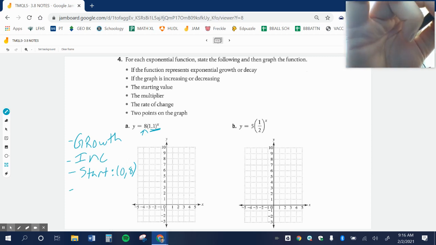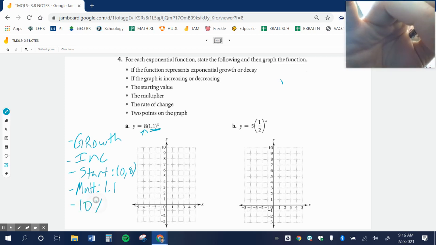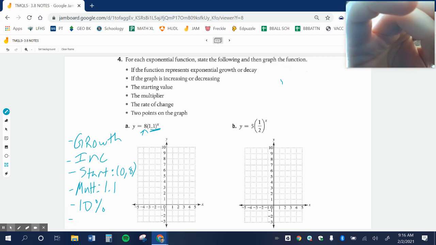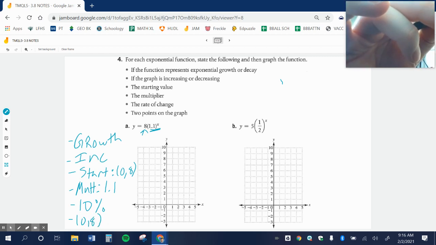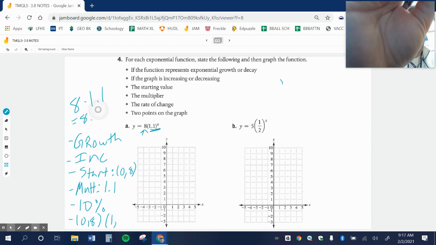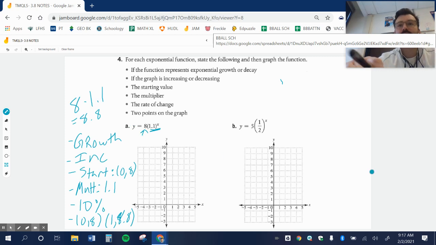Write that as an ordered pair. The multiplier is 1.1. Our rate of change is 0.10, or we call that 10%. So that's how much over 1 it is. And then we want some points on the graph. Well, I know that (0, 8) is there. And then (1, ...), if I do 8 times 1.1, I get 8.8. So we're able to get all this information just by looking at this equation here.